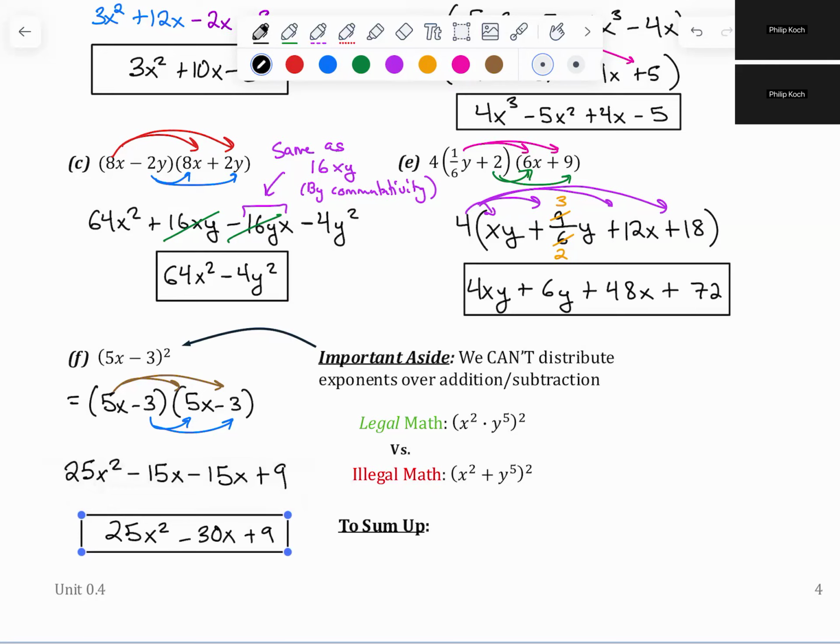So if you had done the illegal math, if you'd done it incorrectly, you'd be missing a whole negative 30x. Because when you saw the red, I had written 25x squared plus minus 9. So not only was I off by a sign on my constant term, but I was also completely missing that inner term because I did quote unquote illegal math. And so the thing is, we cannot distribute exponents over addition and subtraction.